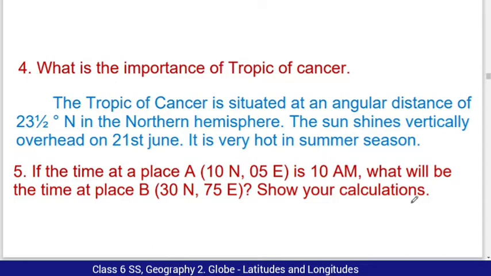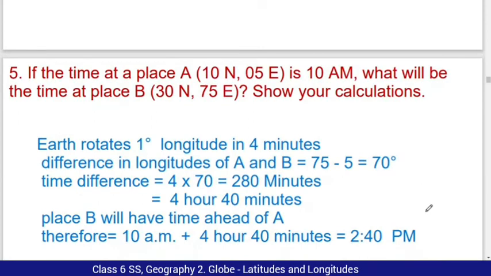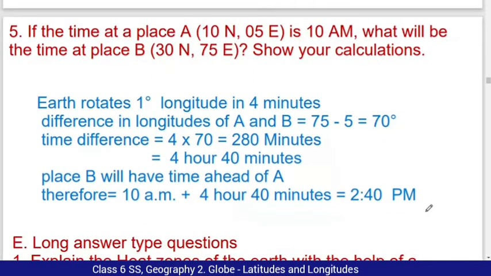Fifth question. If the time at a place A, 10 N 5 E, meaning 10 degrees north and 5 degrees east, is 10 AM, what will be the time at place B, 30 north 75 east? Show your calculations.